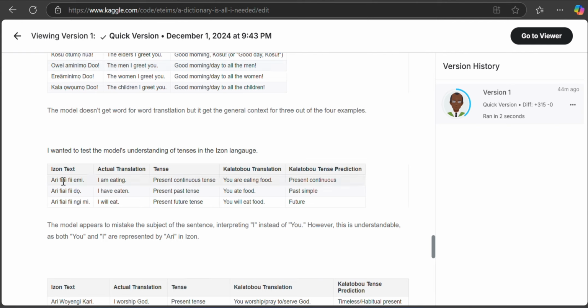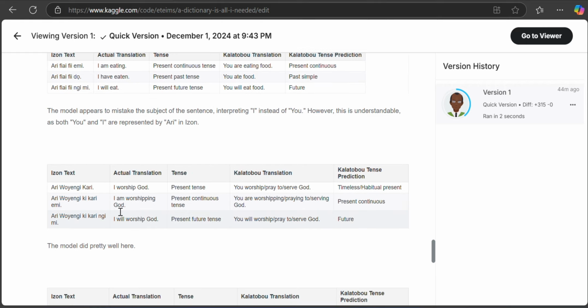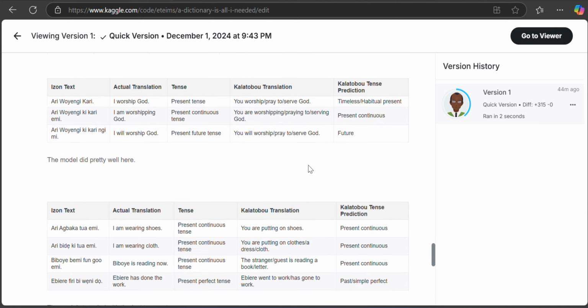Like, the actual translation of one sentence is I am eating, but it said you are eating food, which is kind of correct because the word Ari means I and you at the same time. Probably more context would have helped the model here. The same thing here: Ari Woin carry means I worship God, and it said you worship slash praise slash serve God, which again is kind of correct.